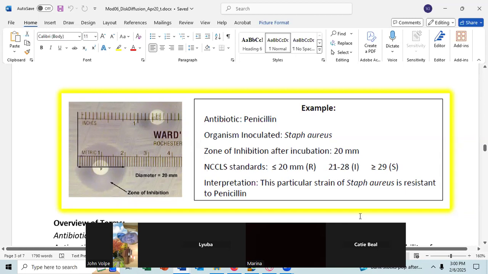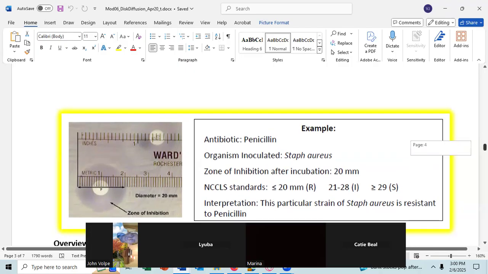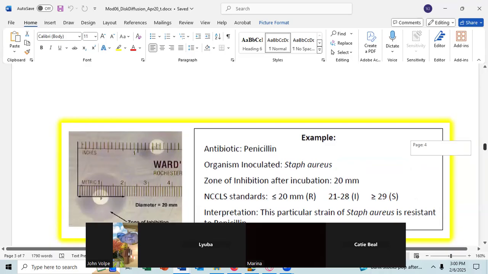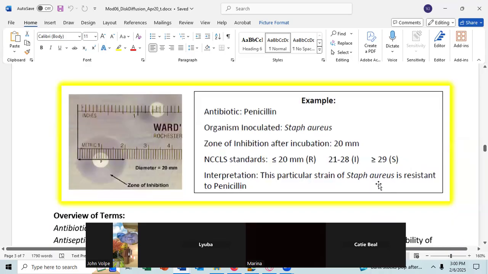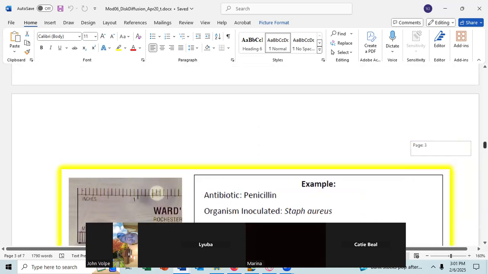Any question about any of that? Each antibiotic in each species will have different standards in the table. So the table has a large number of species and a large number of antibiotics. And that's how we define something that's sensitive and resistant to the antibiotic. Any question about any of that?